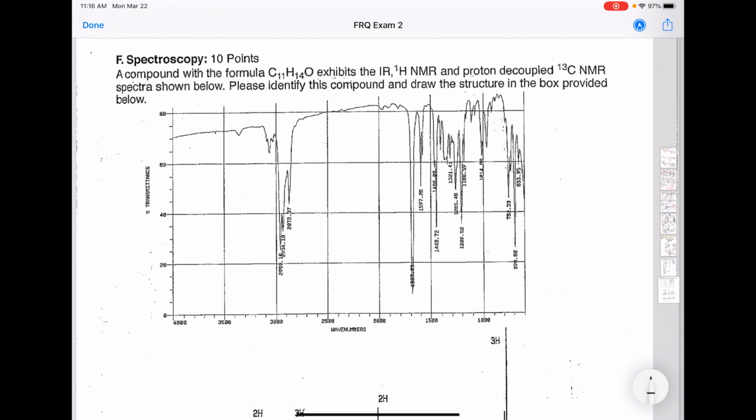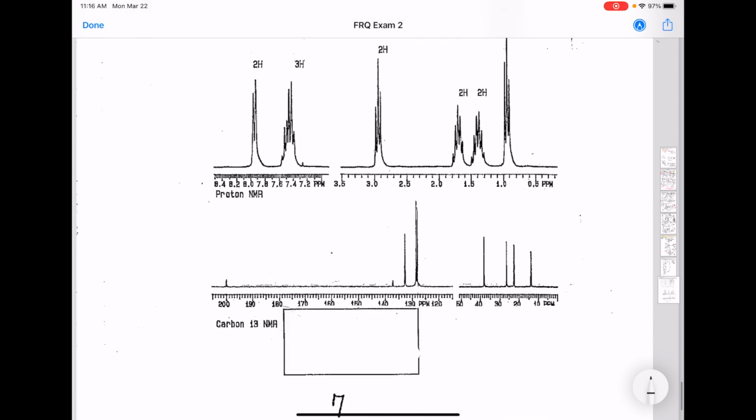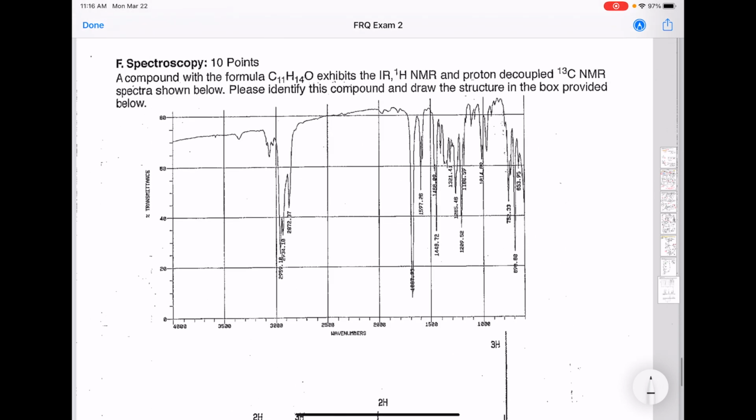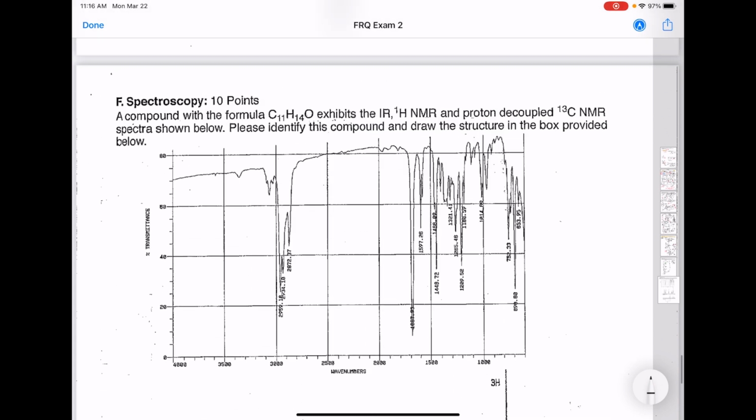Now we have reached the last portion of the exam, the spectroscopy section. And we are given a compound with the formula C11H14O. And we're given an IR spectrum, a proton NMR spectrum, and a carbon-13 NMR spectrum. And we're asked to determine the structure of the compound using the data that we have been given.